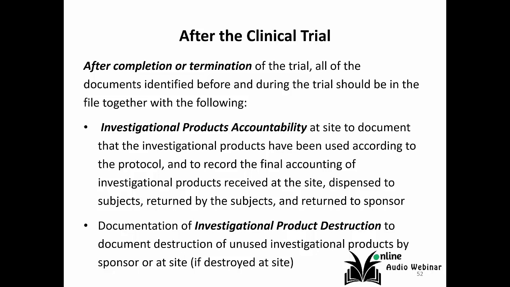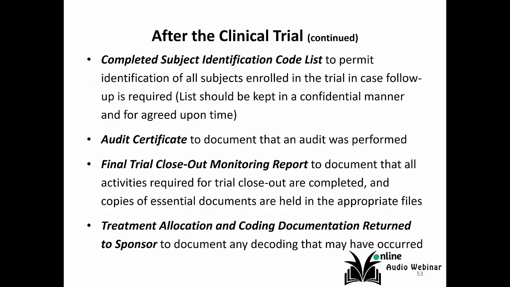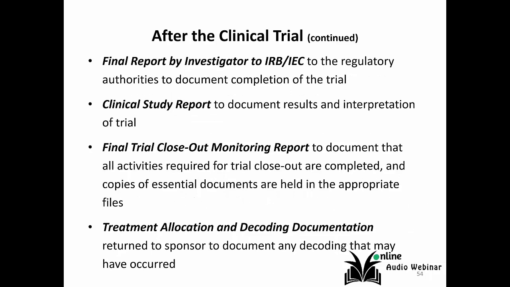The third stage of the trial is after the trial is over, whether it's completed normally or it's terminated early. All of the documents identified before and during the trial should be in the file together with the following documents added for after completion. Completed subject identification code lists and a final report by investigator to the IRB IEC and to the regulatory authorities to document completion of the trial.